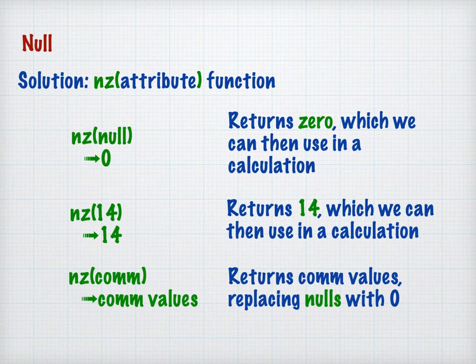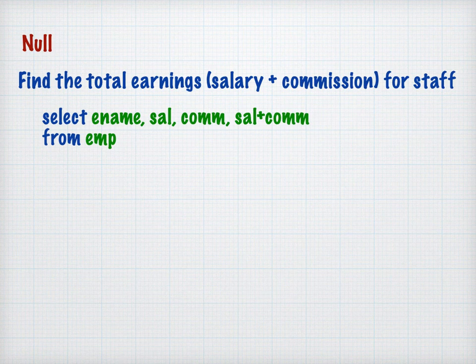Nz applied to 14 will return 14. Nz applied to the commission column, well, that will return the commission column, but with zeros in there. Now, of course, what that means is that we can now add salary to commission if we apply that function over the commission column. So here we go. That's what we've got so far.